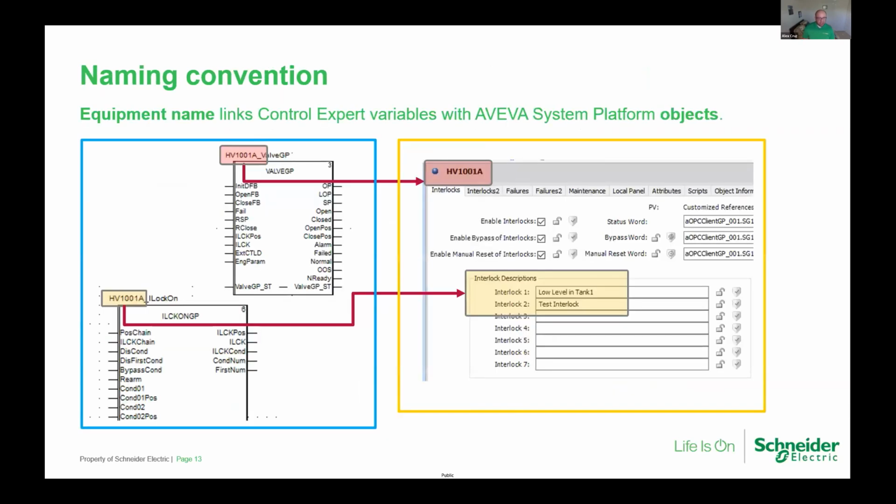So as we take a look at how it all maps to System Platform, as we can see here, right, because it's an object-oriented programming manner, we take a look at this valve that's named HV1001A. Well, when we pass this workflow into System Platform, we can see that the name will match exactly what's in the code, and then here we have some interlock conditions which will also be fed into System Platform. And we can see here the interlock descriptions as they've been made.